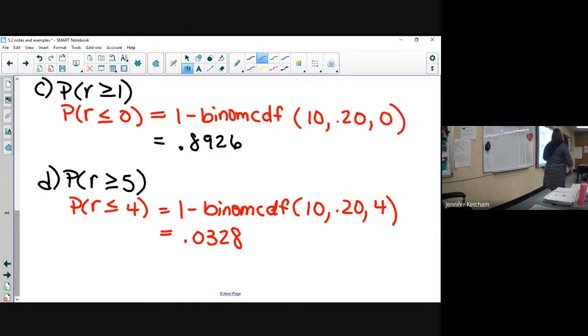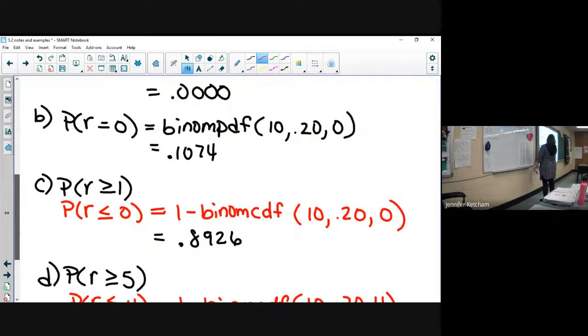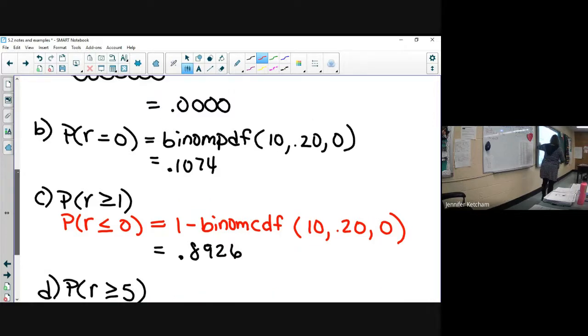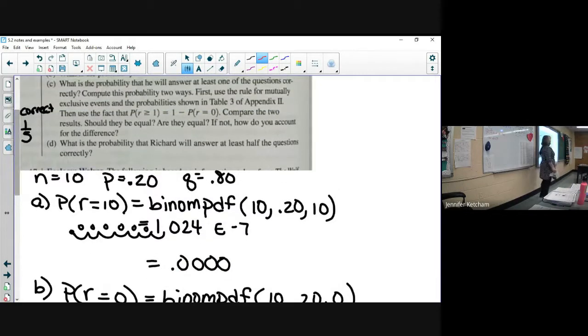For B, why is it 0.1? It always goes N, P, and then your R. So P is your probability of success. So our probability of success for all of them was 20%, because that's getting the question correct, 1 out of 5. So that P value sticks unless we change the question.